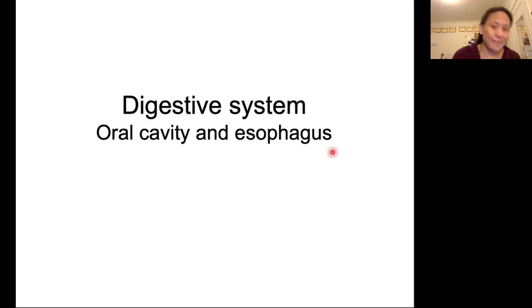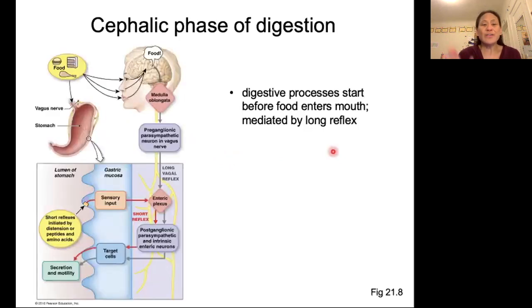So the very beginning. I actually want to start by saying that even before food enters our mouth, we start our digestive processes. We call this the cephalic phase of digestion. Cephalic means having to do with the brain.